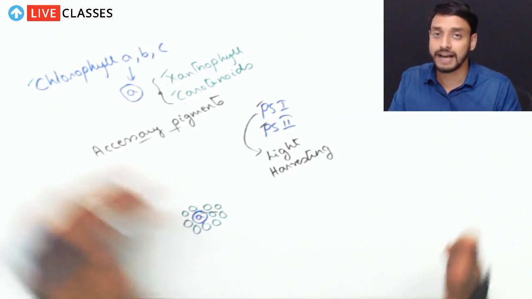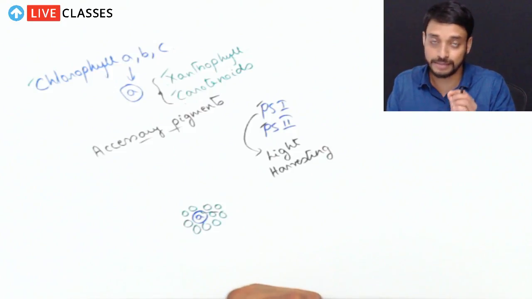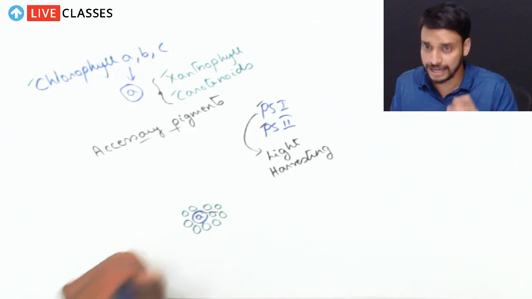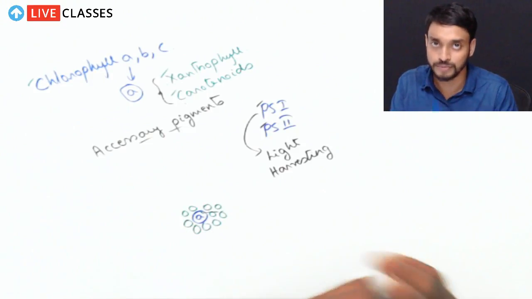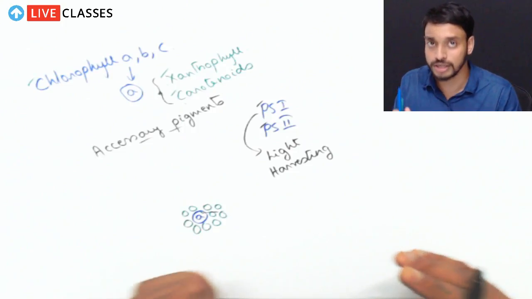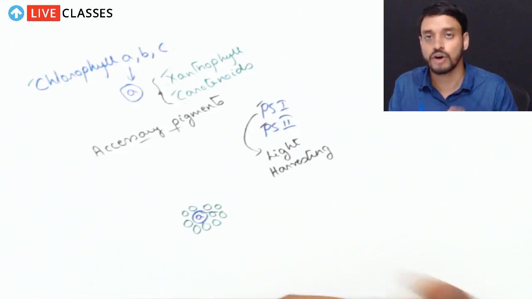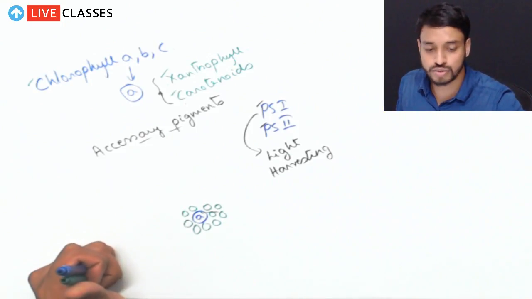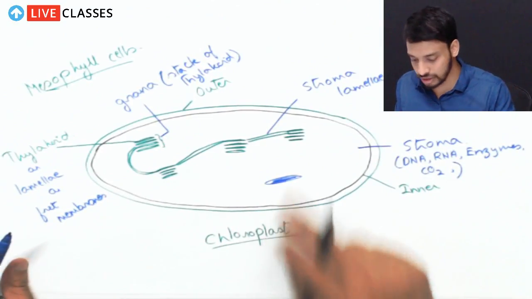We have seen how through radioactive experiments oxygen was proved to be a product coming from water and not from carbon dioxide. You should remember this, because it is one of the most favorite questions of examiners and may be asked in your examinations. So oxygen coming from water was proved with the help of radioactive oxygen. We have very importantly talked about the structure of the chloroplast. This structure is very important.